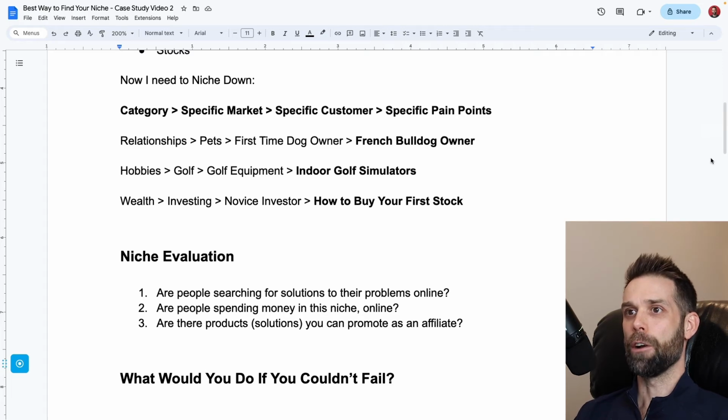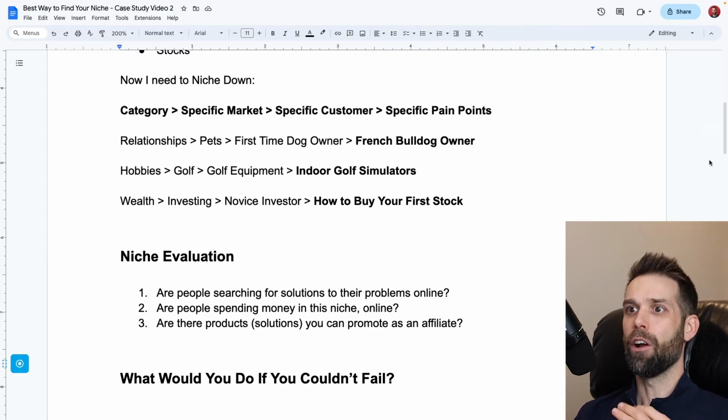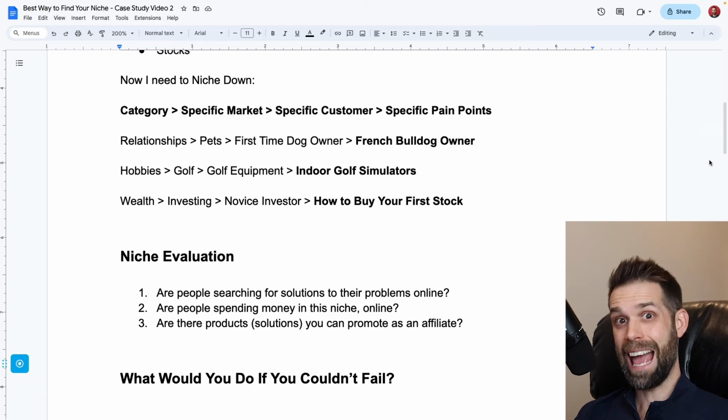And the next part is to actually evaluate these niches. You can do that with keyword research, which is in future lessons, but there are some simple questions that you can ask regarding these niches. Are people searching for solutions to their problems online in this niche? Most likely that is yes, but you might find a niche where there isn't a lot of traction online, so you'd probably want to avoid that.